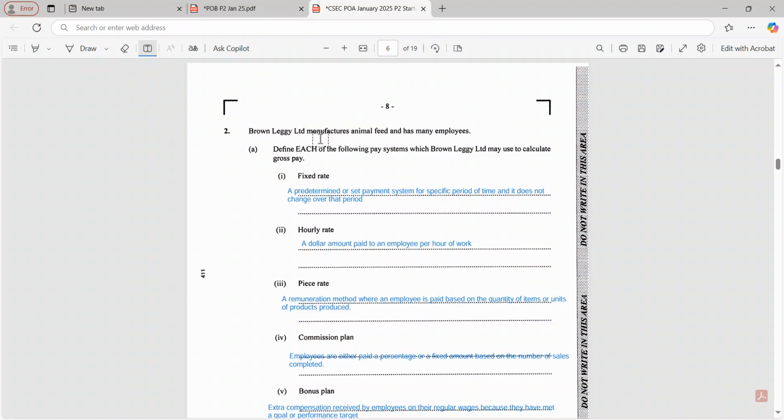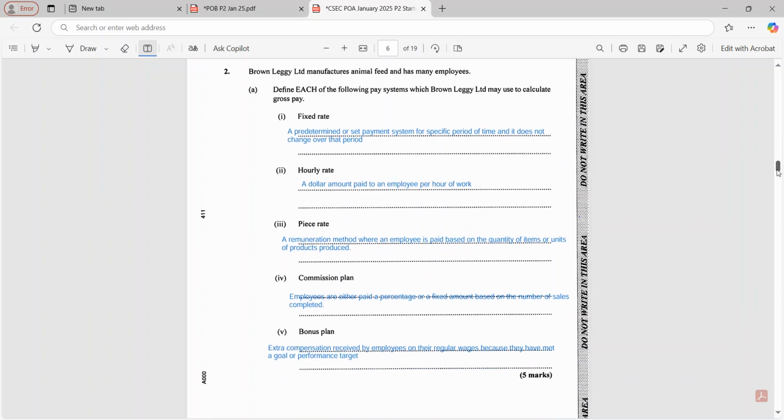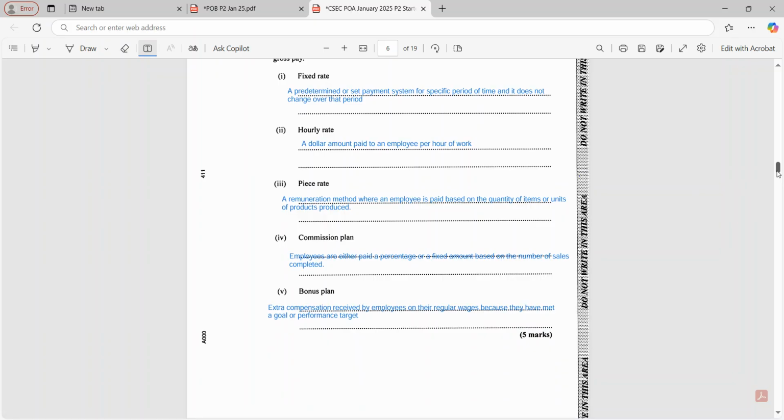It says Brown Legged Limited manufactures animal feed and has many employees. We're supposed to define each of the following pay systems which Brown Legged Limited may use to calculate gross pay. Your definition may be a little different from mine because we're going to be using our own words to give a definition for a phrase or a statement or a word. In this case, it's fixed rate.